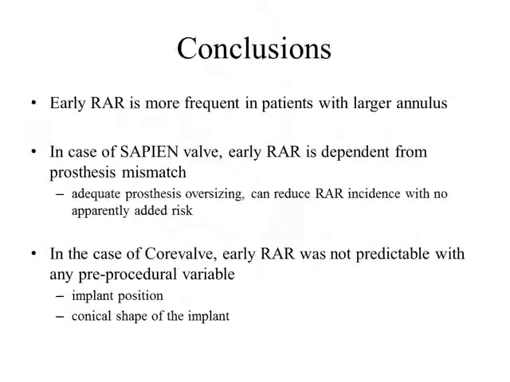So in conclusion, we can say that larger annulus are definitely associated with residual aortic regurgitation. And in case of an Edwards valve, early residual regurgitation is dependent on prosthesis mismatch, so that an adequate prosthesis oversizing can reduce the residual aortic regurgitation with no apparent added risk. On the contrary, in the case of CoreValve, residual aortic regurgitation was not predictable with any of the preprocedural variables. And this is likely to be due to implant position errors and to the intrinsic conical shape of the prosthesis.